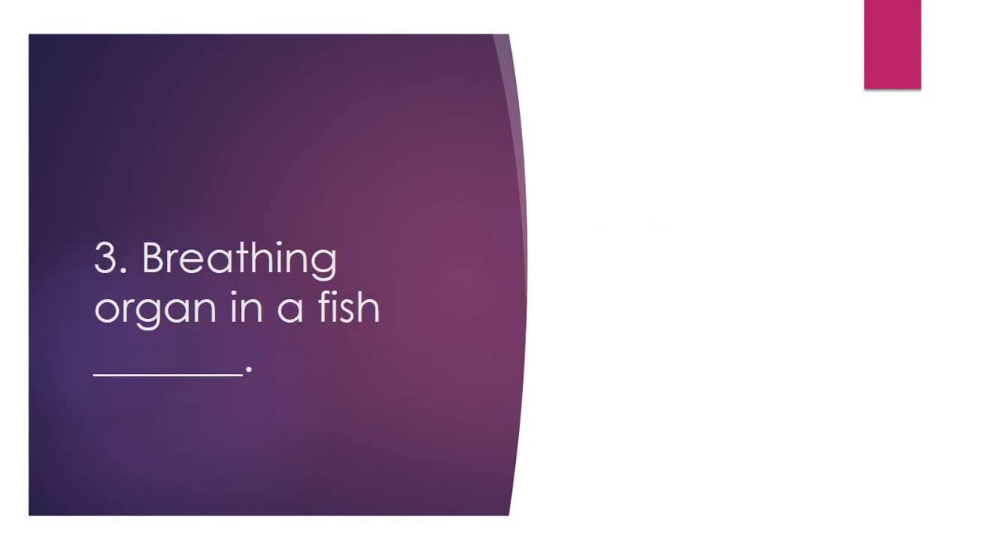Okay, number 3. Breathing organ in a fish. Breathing organ in a fish. What will be the answer? Obviously, gills. Fins are there for them to swim. Gills are there for them to breathe. Like plants have stomata, human beings and a few animals have a nose, and similarly fishes have gills. Please write down the answer properly.